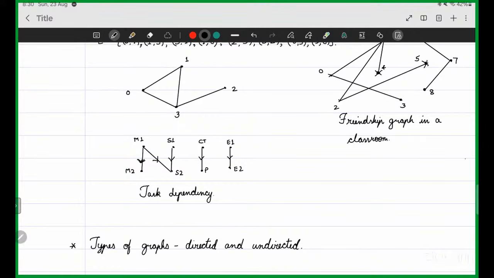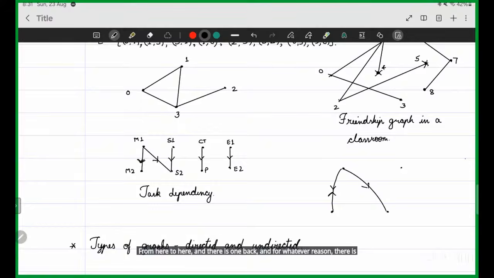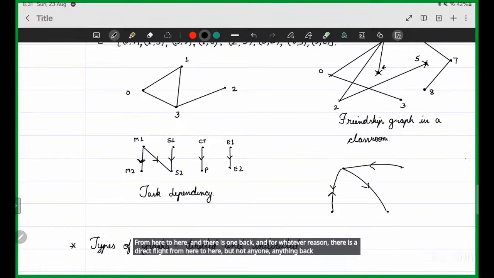Is this clear why this is a directed graph? Yes, sir. Another one which Professor Madhavan also uses a lot in the videos is connectivity between cities. I'll just draw 4 cities. Let's say there is a direct flight from here to here, and there is one back. For whatever reason, there is a direct flight from here to here, but not anything back. So here there is just a flight from this to this.